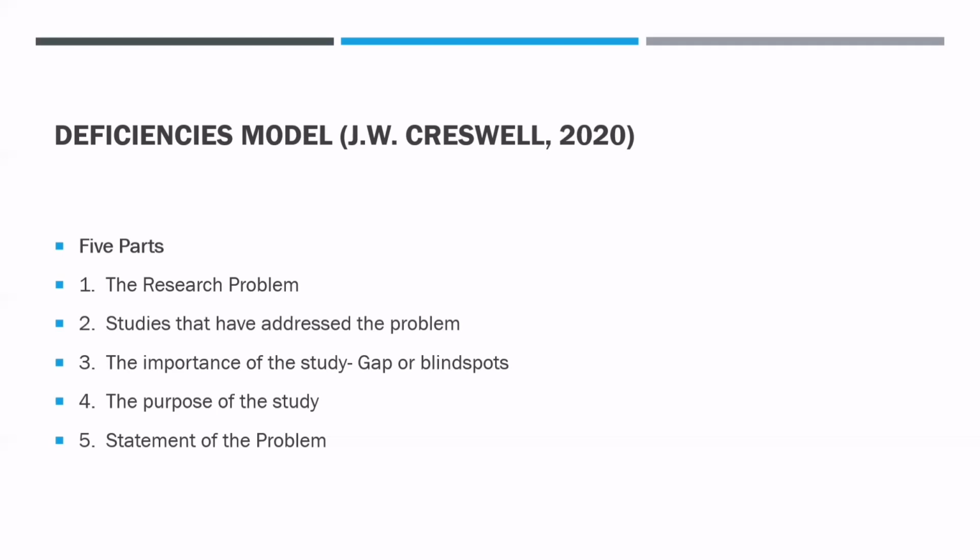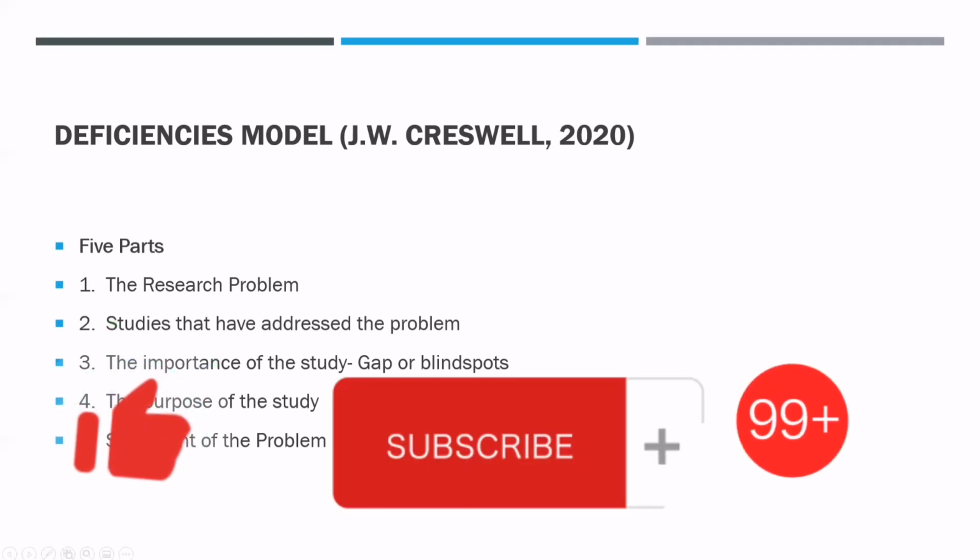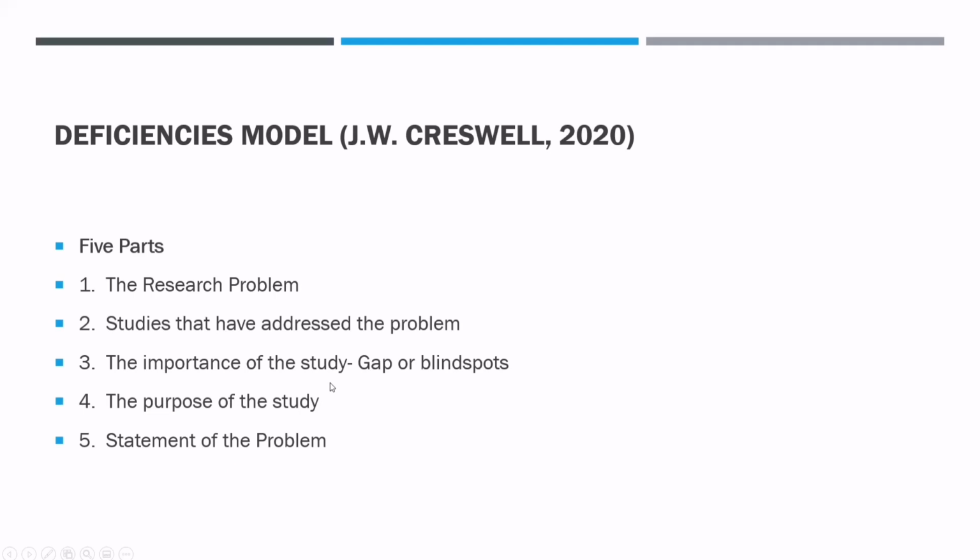Okay? So, that is the deficiencies model. I repeat the first part. So, it has 5 parts: the research problem. Next, what are the studies that help address the problem? Next is, what are the gaps or blind spots? And then next is, what is the importance of the study? And the purpose of the study? And the statement of the problem.